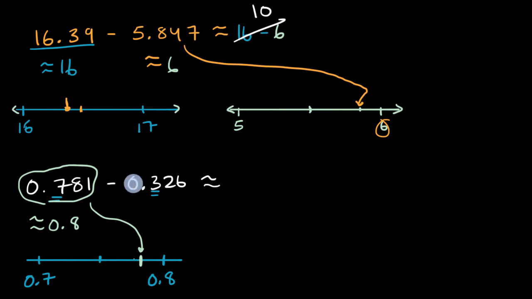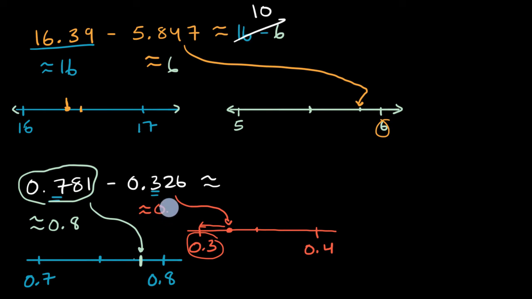And then we could do something similar with this number. Once again, we're rounding to the nearest tenth. This is greater than 0.3, and it's less than 0.4. This is less than halfway, it's 0.326, so it's going to be someplace around there. If we're rounding to the nearest tenth, we're clearly closer to 0.3 than we are to 0.4. So we'll round down to 0.3. So this is going to be approximately equal to 0.8 minus 0.3, which we can do in our heads. This is going to be 0.5.